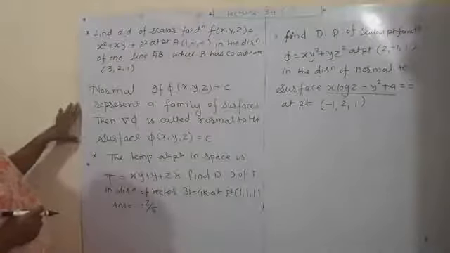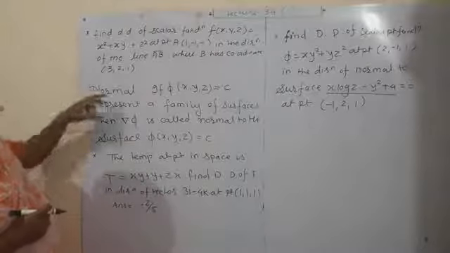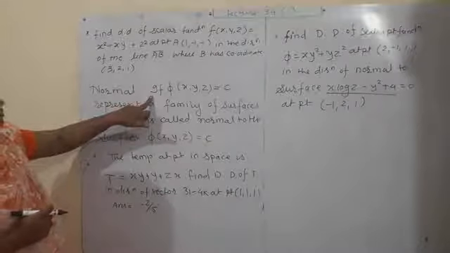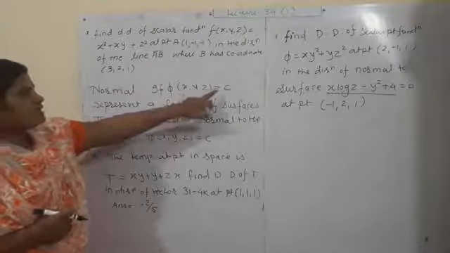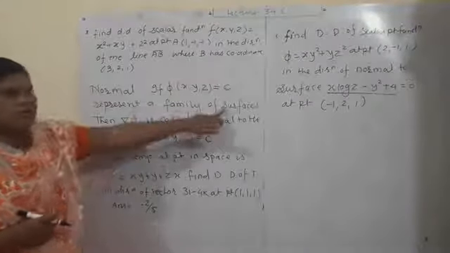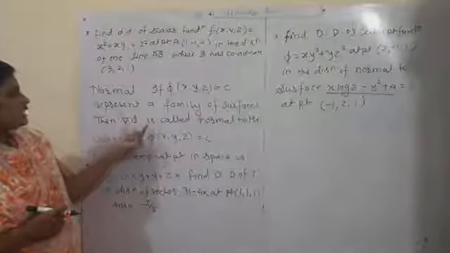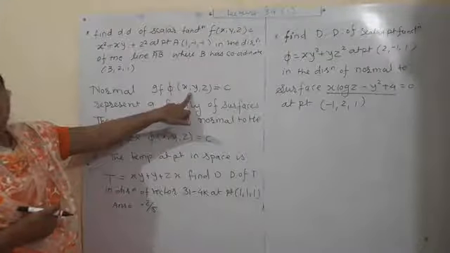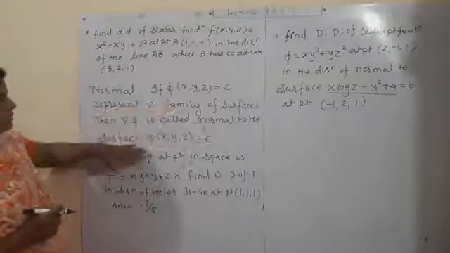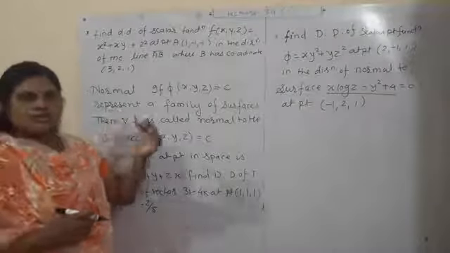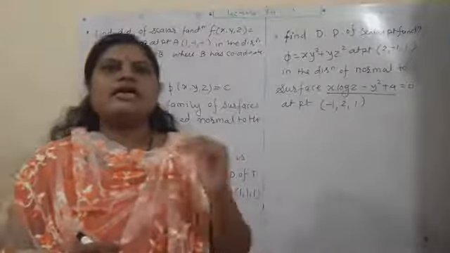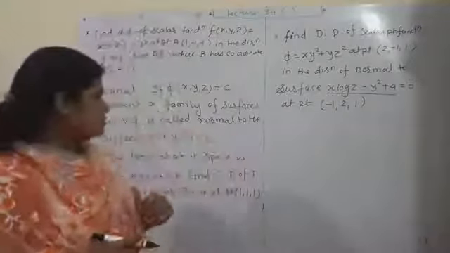So these are some problems I have given for homework. Here I have written the definition of normal, because that normal is used in that problem. If phi of xyz is equal to c represents a family of surfaces, then grad of phi is called a normal to that surface. So that is the definition of normal. अगर कोई surface आपको दिया है तो उसकी normal कैसे निकालेंगे. Suppose surface is phi, then grad phi is called a normal to that surface.